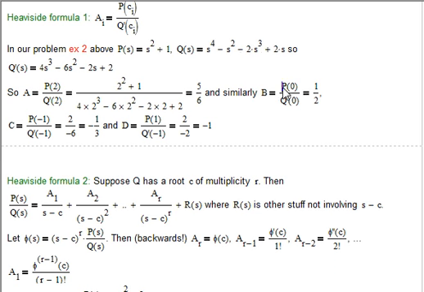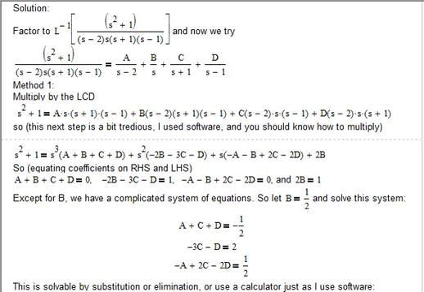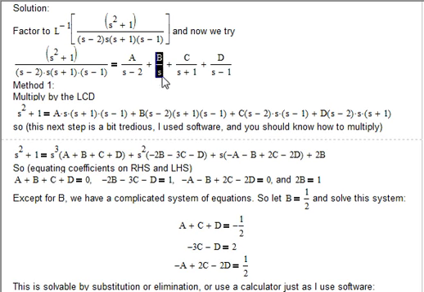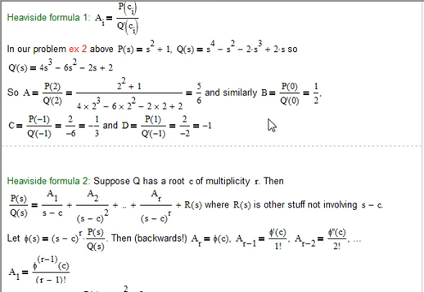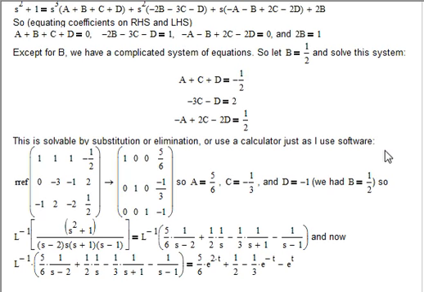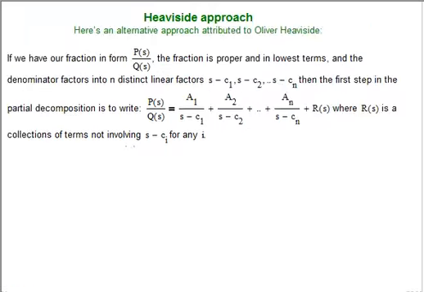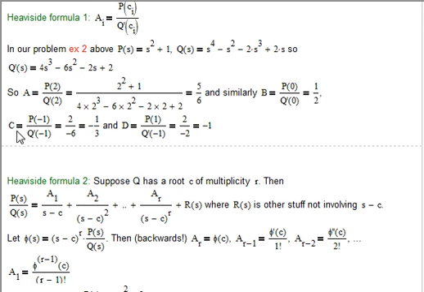And B would be P of 0 over Q prime of 0. Remember why it's that? Because up here our B was over S, so that's S minus 0. So we find P of 0, which is 1. Put in 0 for that, we get 1. Q prime of 0, we get 2, so 1/2. And guess what? That was the first thing we found up here. B was 1/2, right? And so on and so forth.